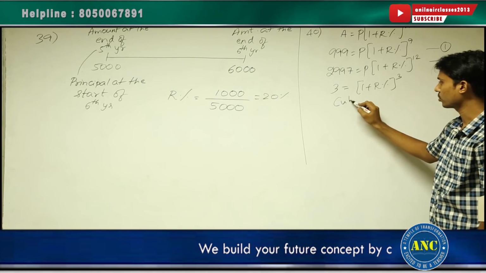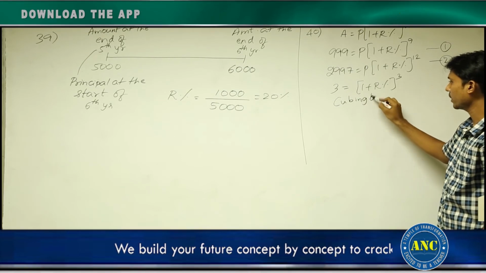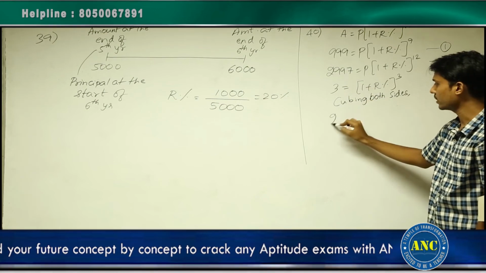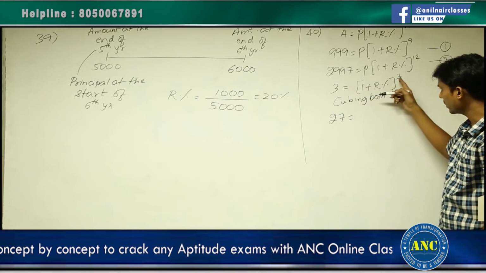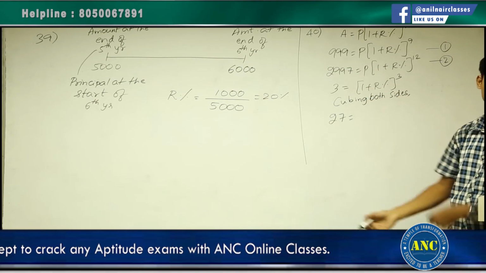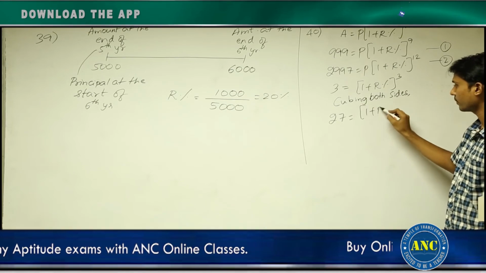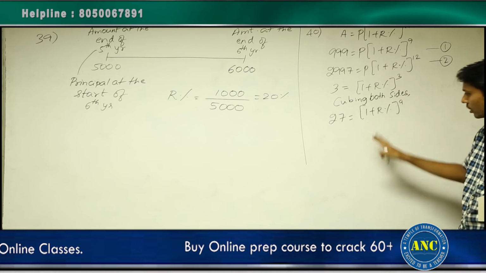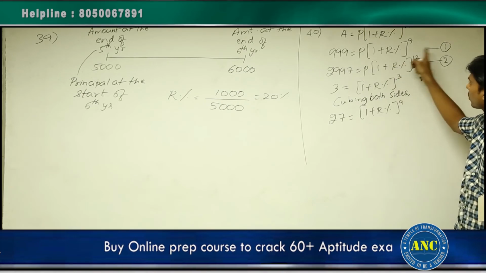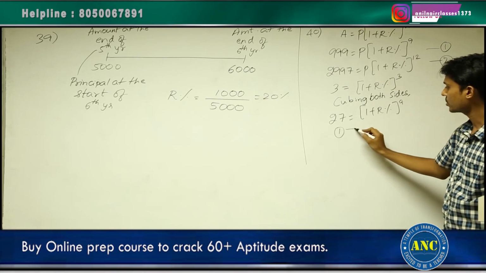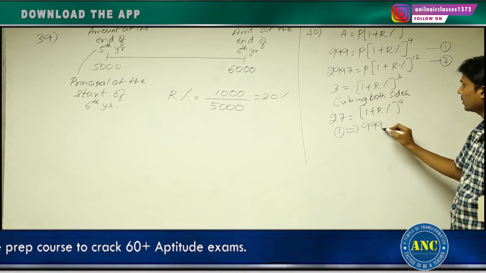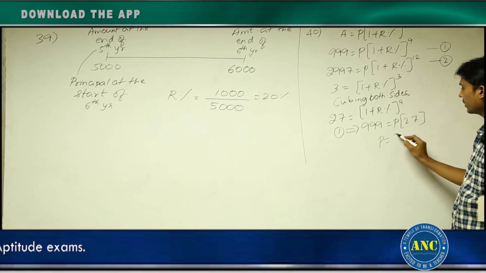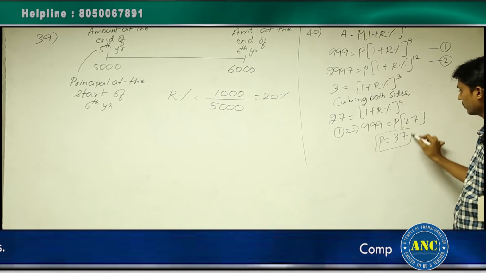Let me cube it on both sides. I will make it as 9. Cubing both sides: 3 cube is 27, and 1 plus r percentage to the power of 3, again whole cube, gives 1 plus r percentage to the power of 9. Agreed? Substitute this 1 plus r percentage to the power of 9 in equation 1. Equation 1 becomes 999 is equal to P into 27. P is nothing but 999 by 27. Answer is 37. Over.